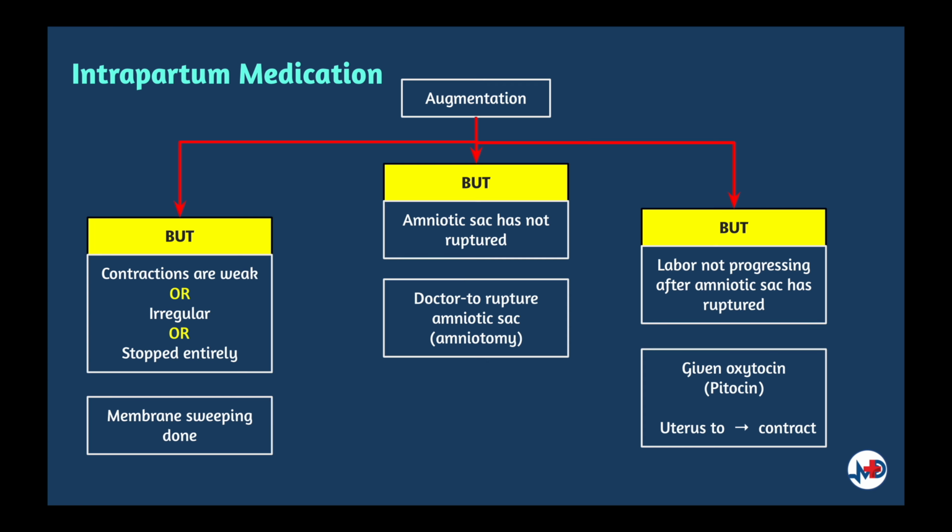Active labor has started and the amniotic sac has ruptured on its own, but labor is still not progressing. Here, you will need to augment the labor by administering oxytocin. This will help the uterus contract. Thirdly, if labor has failed to progress in spite of membrane sweeping and amniotomy, oxytocin, or a combination of these measures, delivery by C-section may be considered.